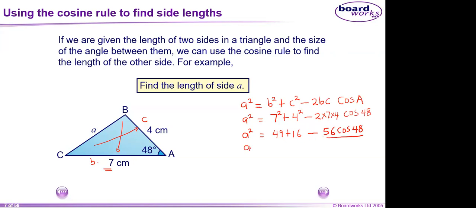So I'll have now A squared is equal to 49 plus 16. What do you have? 65. 65 minus 56 times, what is cos of 48? Go to your calculators, look for where you have cos, then you place 48. Which answer do you get?